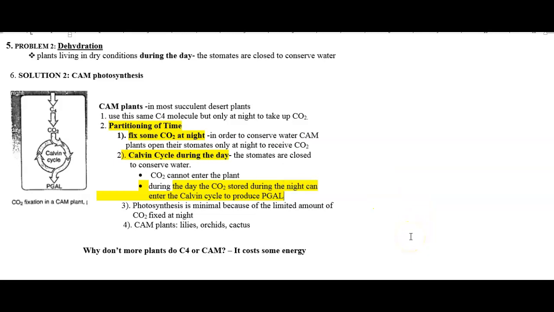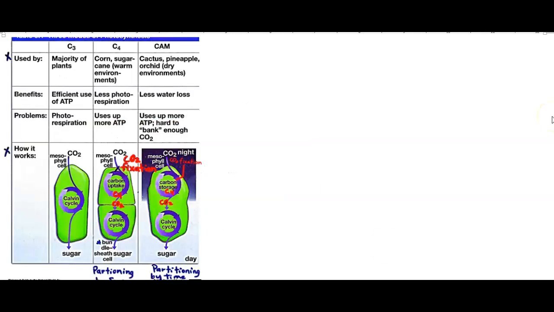Some examples: lilies, orchids, cacti. Examples of different kinds of plants: C3 plants, almost all plants are C3, which is why we focus on that. C4 plants: corn, sugarcane. CAM plants: cactus, pineapple, orchids. And we went through these problems here, benefits.